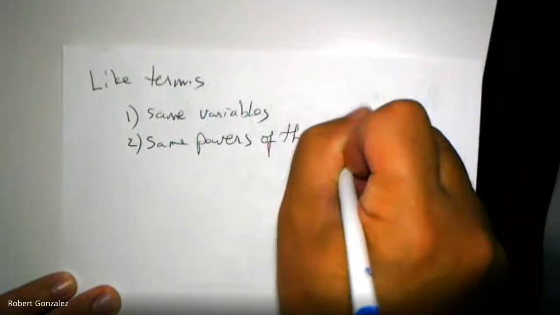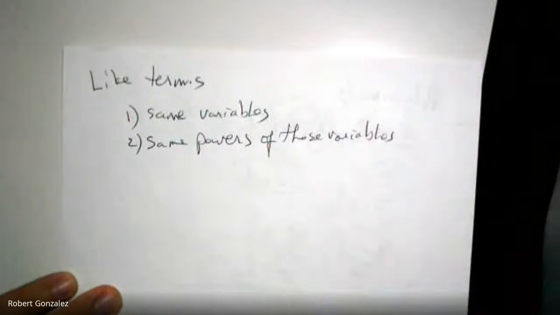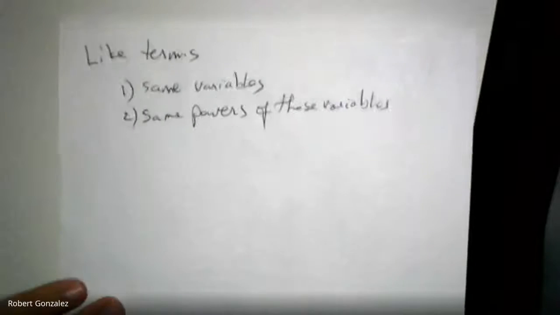Next up, what do you do when there's parentheses? And what do you do about combining like terms? Well, what are like terms? Like terms have two different things. One, they have the same variables, and they have the same powers of those variables. Same variables and same powers of those variables. We combine like terms using the distributive property.